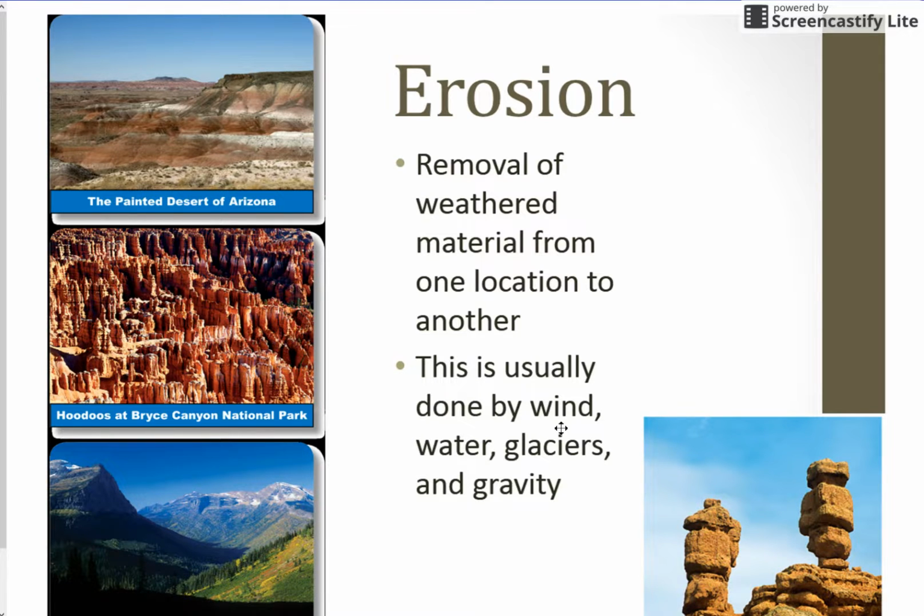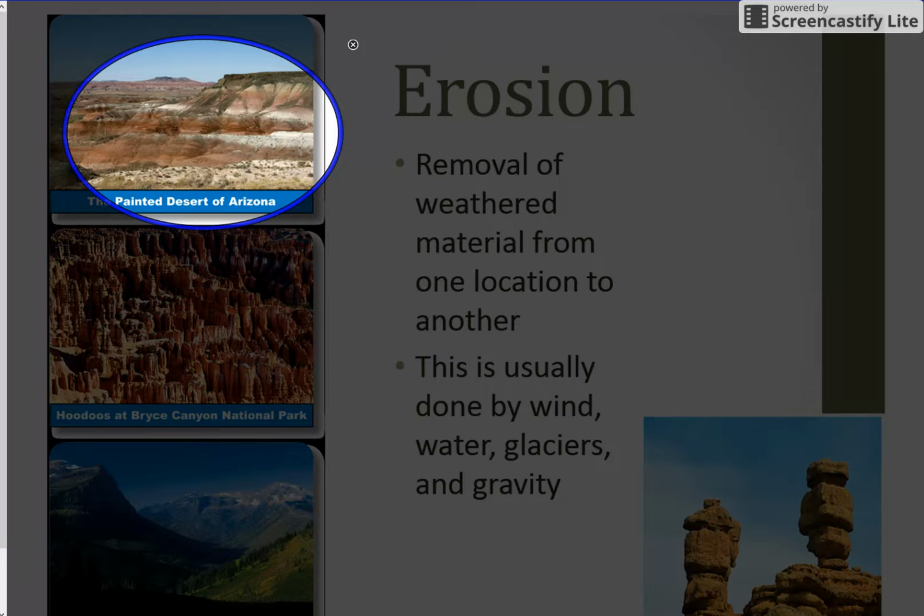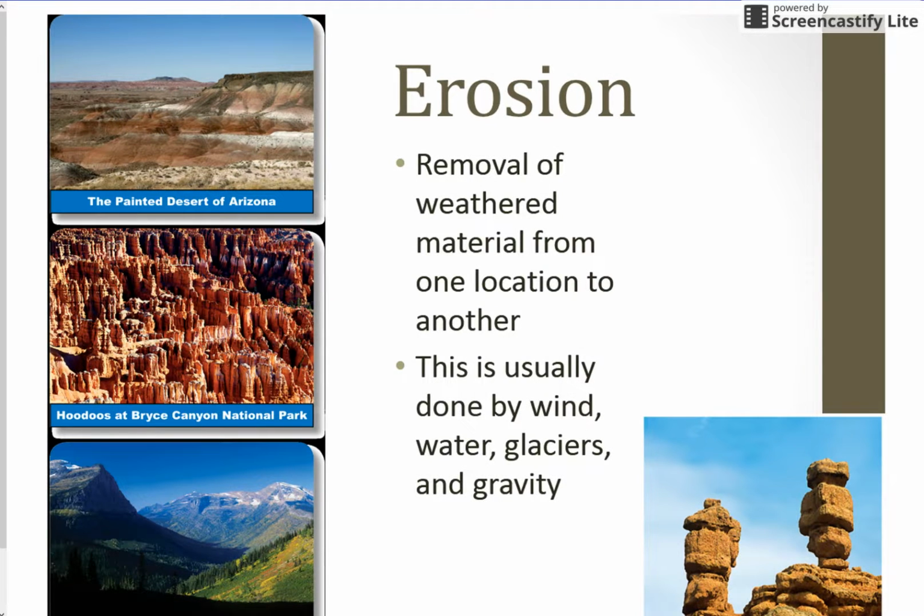And these are usually done by what we call erosion agents. And the different erosion agents are wind, water, glaciers, and gravity. So here we can see, on this particular landform, we can see the actual layers, and those were exposed by wind and gravity erosion.